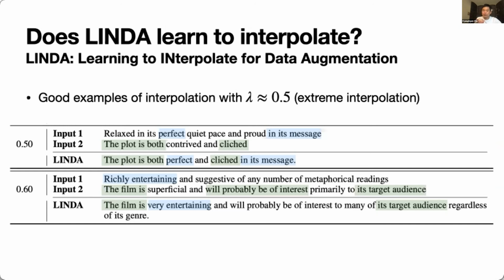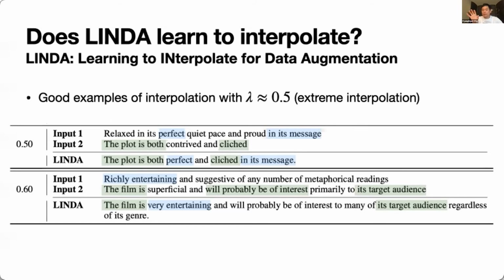That is, the interpolation coefficient lambda was set to be 0.5 or close to 0.5. Let's look at the first one. "Relaxed in his perfect quiet place and proud in his message." That was the first input. And then the second input was "The plot is both contrived and cliched." And then we asked LINDA to interpolate between these two examples with the interpolation coefficient of 0.5. And then what it produces is this: "The plot is both perfect and cliched in its message."